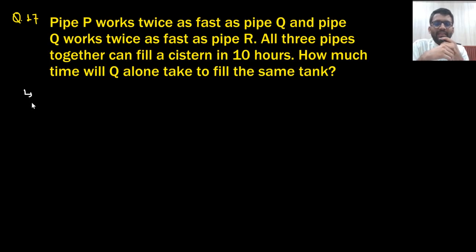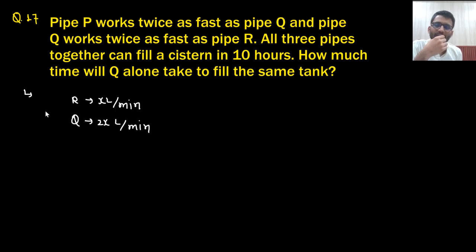P works twice as fast as Q and Q works twice as fast as R. So if R gives you x liter per minute, Q works twice as fast as R, so Q will give you 2x liter per minute. And P works twice as fast as Q, so P will give you 4x liter per minute.